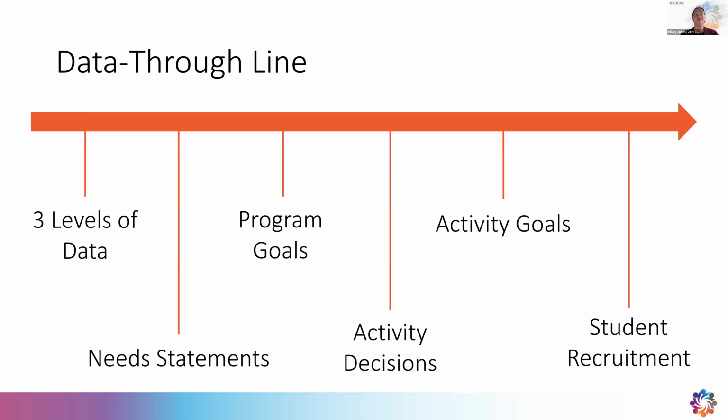And so our agenda for the day is that we're going to talk about the levels of data that you need to collect. We talked a little bit about that on Tuesday, but we're going to dig into that some more, and then how that data informs our needs statements, what our young people really need, what our families really need from our programs, and how those needs then inform our goals for our programs and our decisions about what we do in our activities. Because from that, not just should our program have goals, but our activities should have goals too.